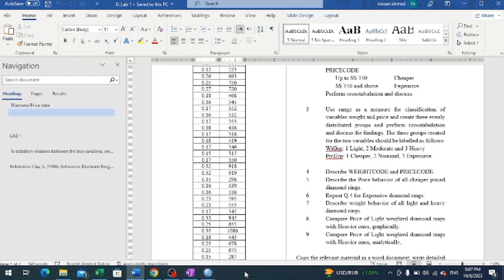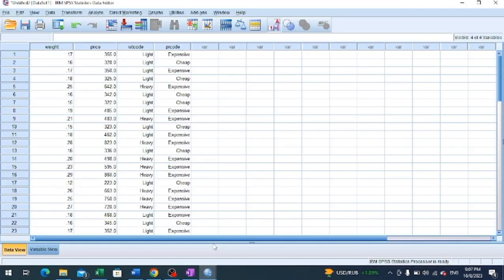Whenever we are going to describe any variable, we need to first consider whether the given variable that we are going to describe is a quantitative variable or a qualitative variable. If we have a qualitative variable, then we go for frequencies. So these two variables that are qualitative in nature, that has two categories, weight code and price code, we have created these two variables based upon the borderline provided in the previous part, question number 2, for variables weight and price.